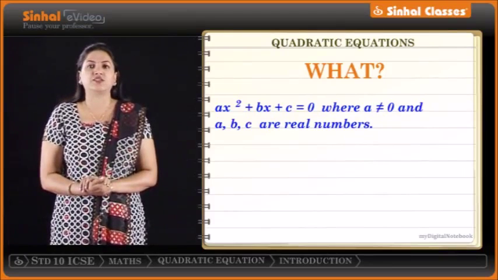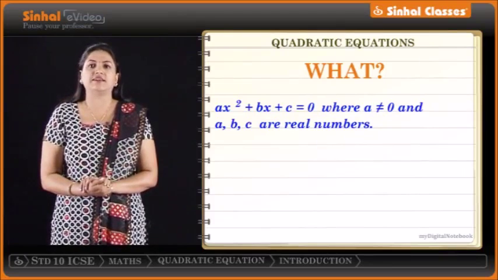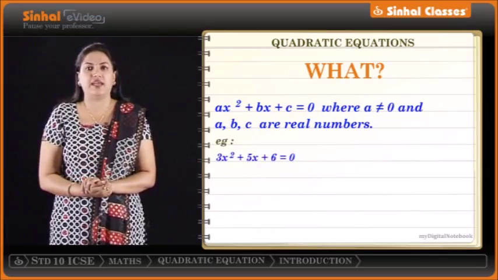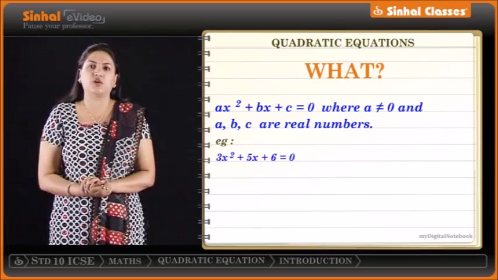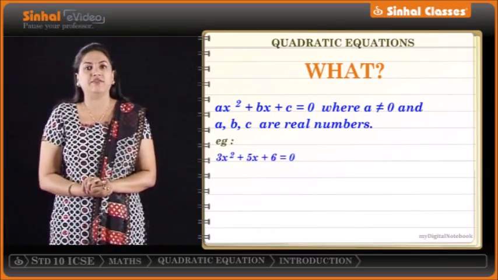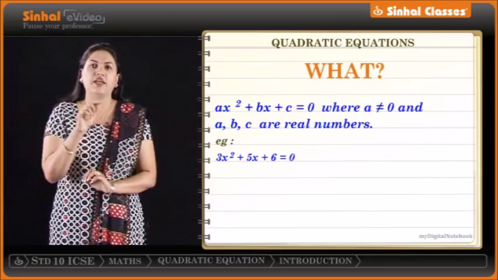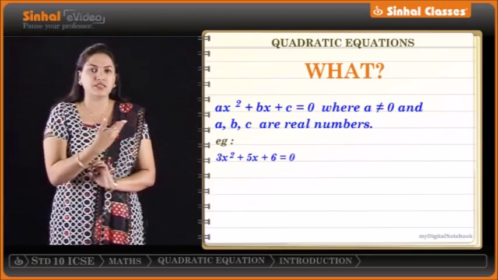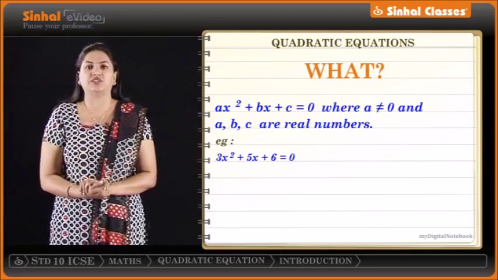Example, 3x² + 5x + 6 = 0. Here, the degree or the highest power of x is 2, so it is called a quadratic. And we have the sign of equality, so it is an equation. So this is a quadratic equation.